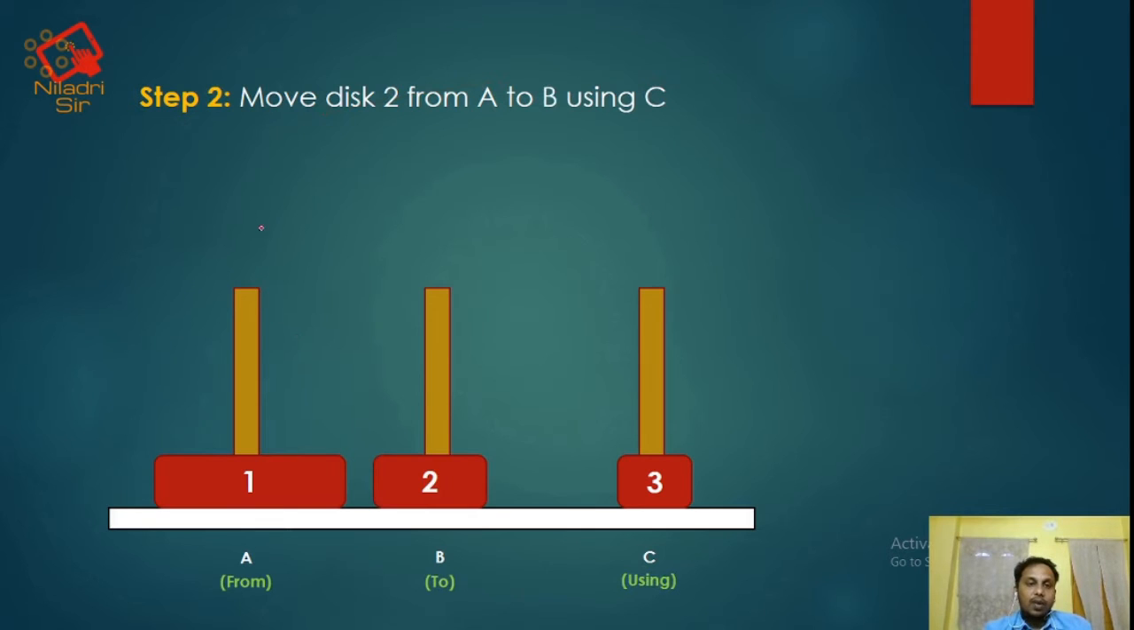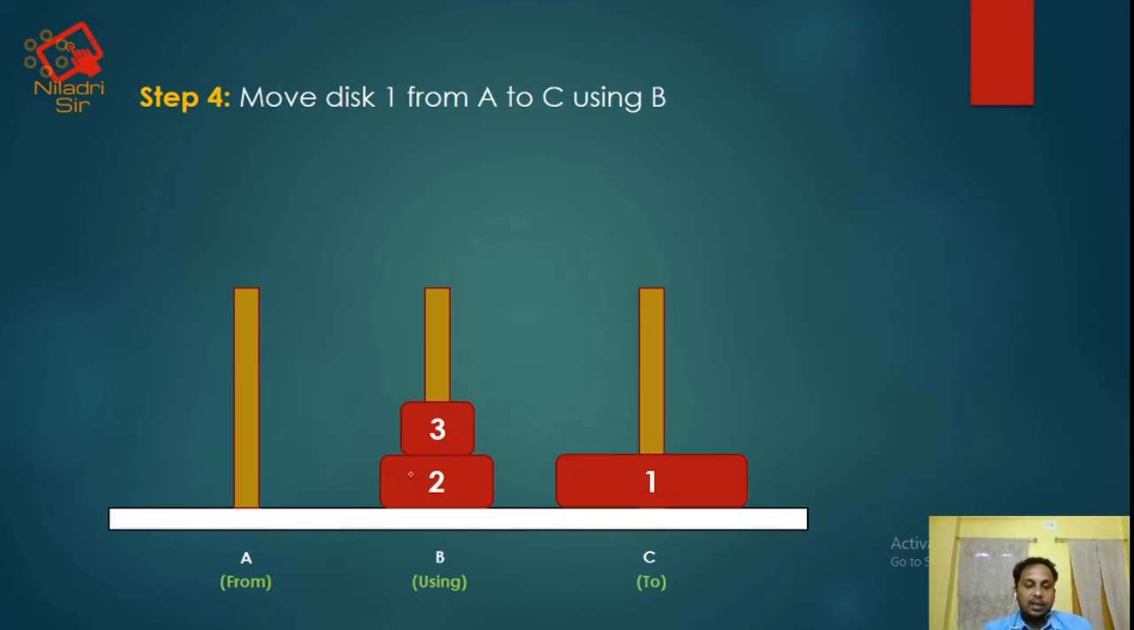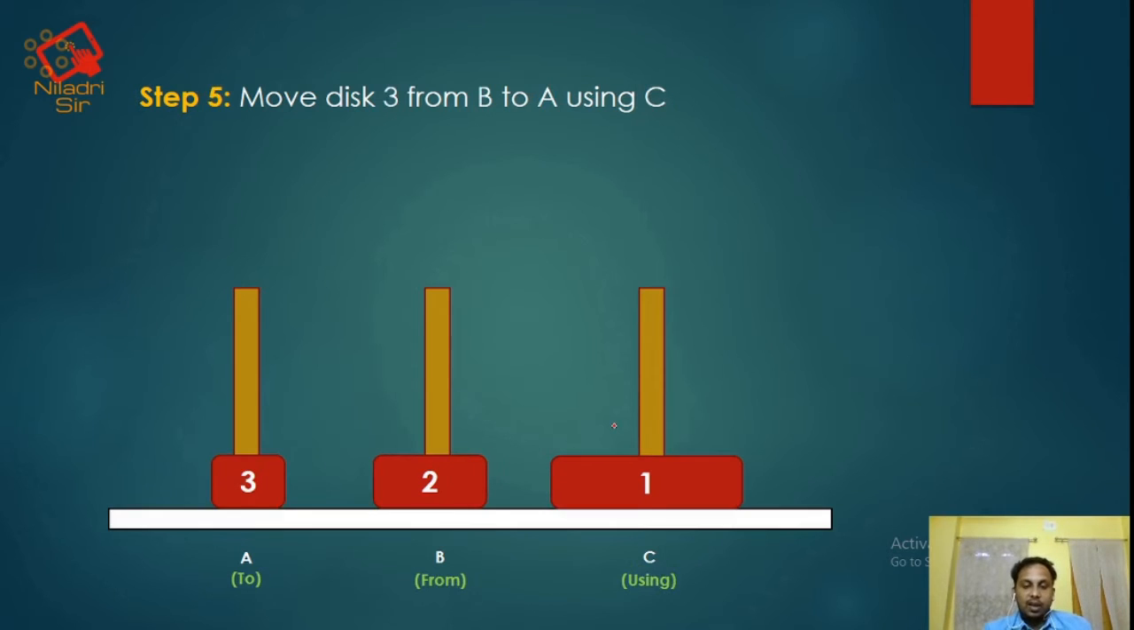Next, we move disk 2 from A to B, so this position to this position. Next, we have moved disk 3 from C to B. Next, we have moved disk 1 from A to C, from A to C. Next, we have moved disk 3 from B to A, from B to A.